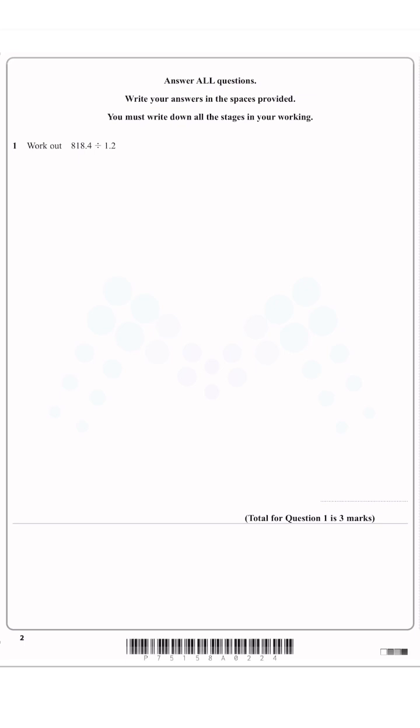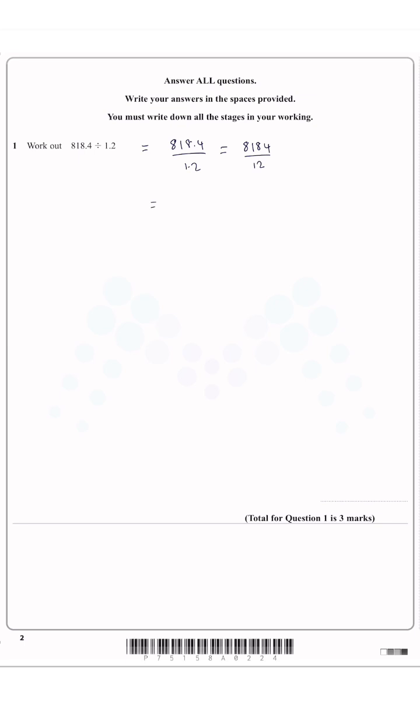So first question, work out 818.4 divided by 1.2. Now if I were to rewrite this question as a fraction, it would be 818.4 divided by 1.2. Because I don't like dealing with decimals, I'm going to times the numerator and denominator by 10. That way I remove the decimals and it becomes 8184 divided by 12.